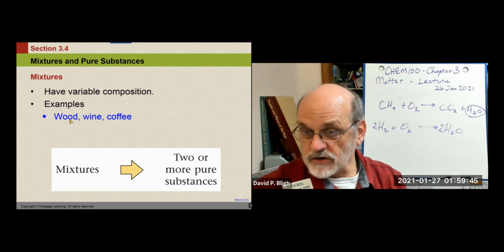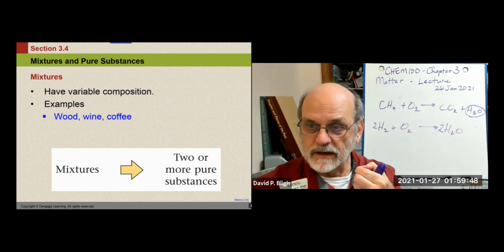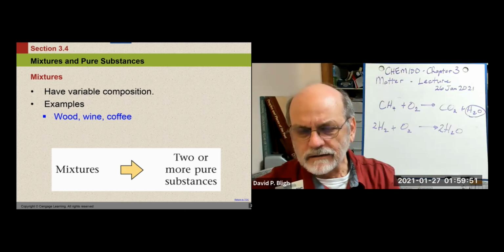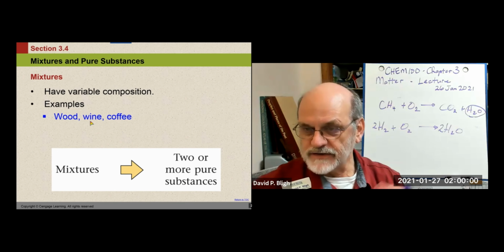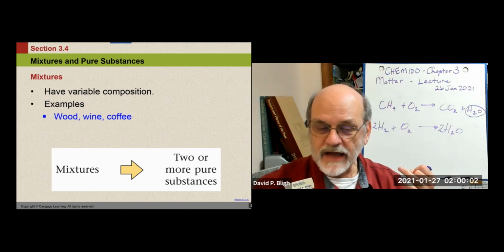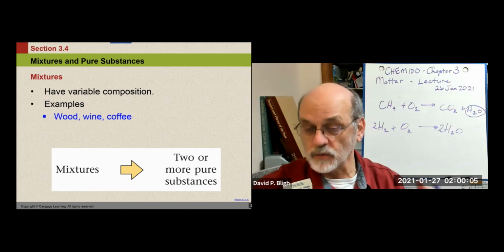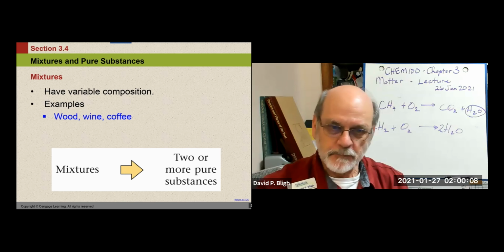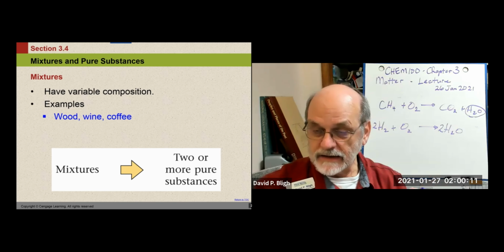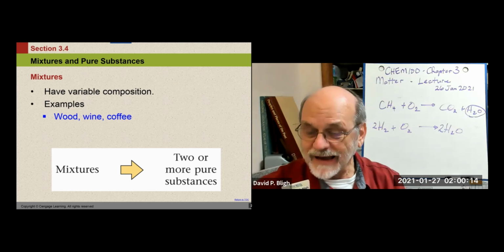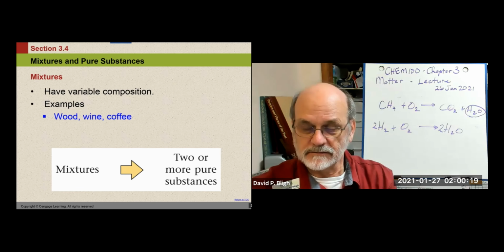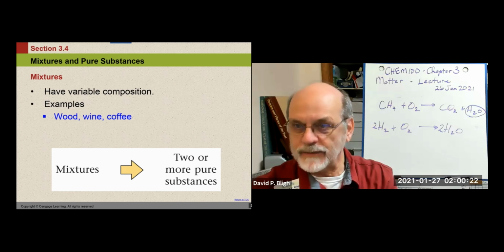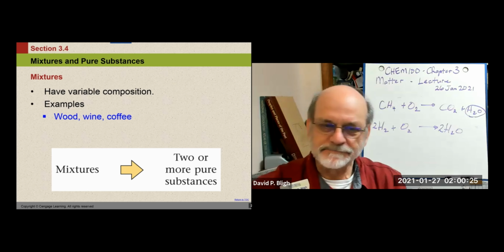So wood's a mixture of different types of, say, cellulose, lignin. If it's still wet, it's going to have water in it, various other things. Wine is a mixture, has ethanol and water, and it has various other compounds like anthocyanins in red wine that make it turn red. Coffee, right? It has water, of course. If it's just black, then it'll have various extracts from the coffee bean, right? One of those would be caffeine, maybe, if it's caffeinated.